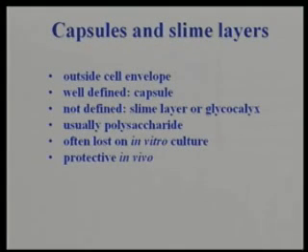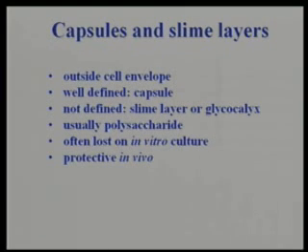Finally, I want to talk about, actually two things: capsules and then spores. Now, capsules are sometimes referred to as slime layers. Capsules are usually carbohydrate. They're not part of the cell wall proper. They are usually carbohydrates that are secreted by the cell and form a sort of muck or goo around the outside of the cell.